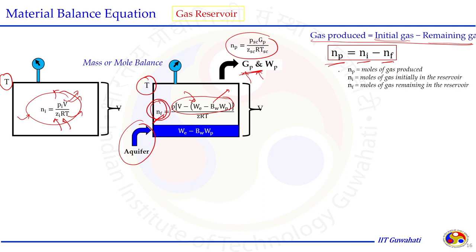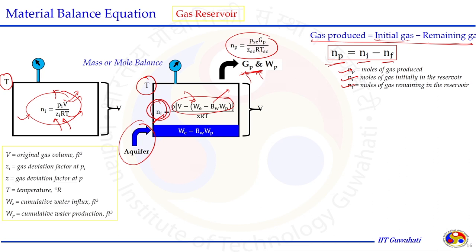So Np is the number of moles that got produced, Ni the initial moles, Nf the moles that remain in the reservoir at the time of the investigation. The other terminology is the same: V is the original gas volume in feet cubed, Zi is the gas deviation factor at initial pressure Pi, Z is at any condition, T is temperature, W is the cumulative water that is getting influx into the reservoir, and Wp the cumulative water produced to the surface.